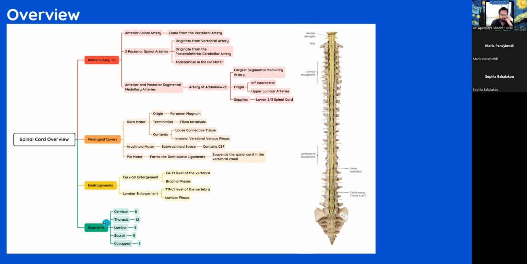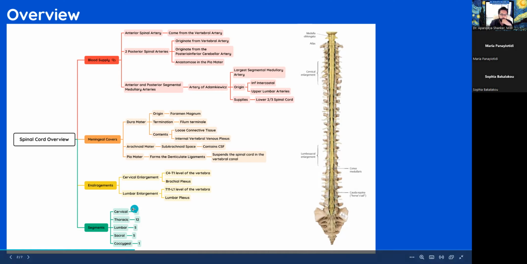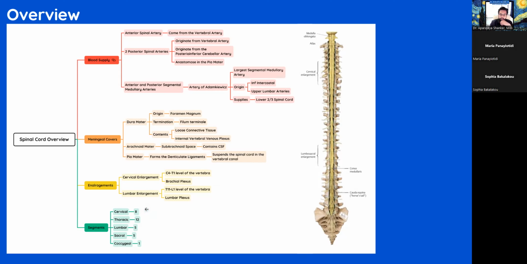Now, finally, we look at the segments. And this is an important part because there are only 7 cervical vertebrae, right? But there are 8 cervical nerves. So when we talk about the brachial plexus or the lumbar plexus, we are talking about their roots, C6, C5, whatever. We are not talking about the vertebra at which they're coming out. We're just talking about the spinal nerve. And it is very, very important that you remember that there are 8 cervical nerves and 7 cervical vertebrae.